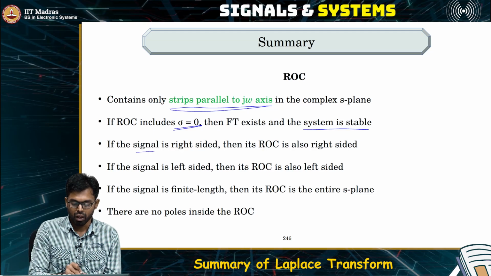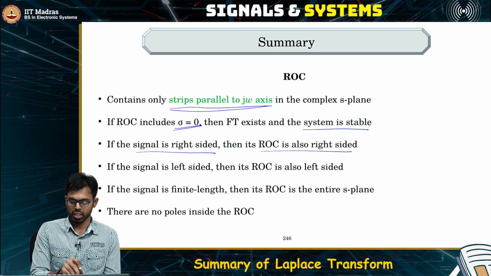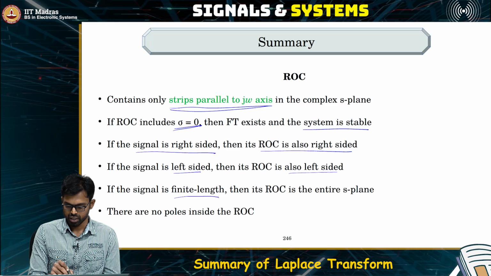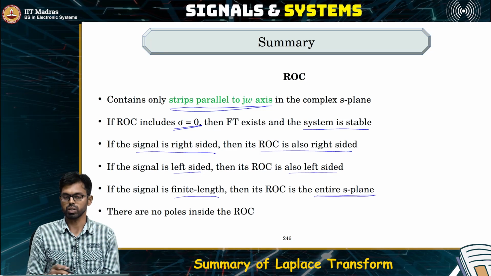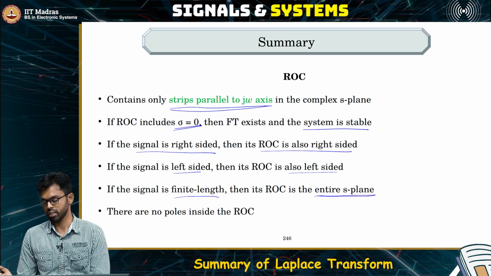If the signal is right-sided, then the ROC is also right-sided. If the signal is left-sided, the ROC is also left-sided. For a finite length signal, the ROC is always the entire S plane because it is always absolutely integrable. And there should be no poles inside the ROC.